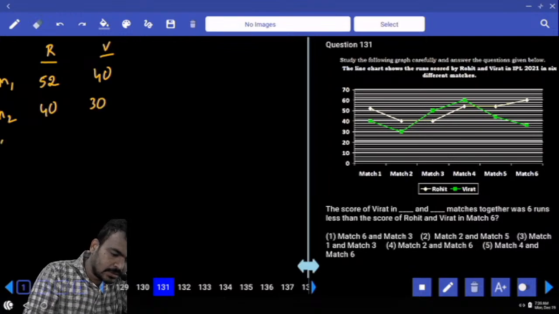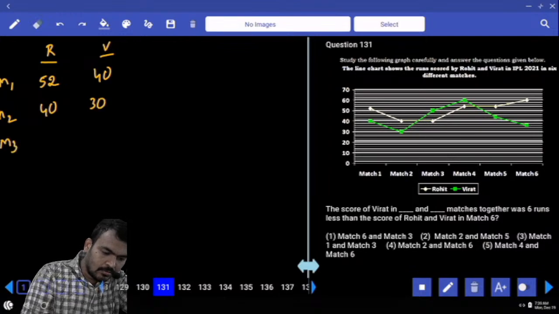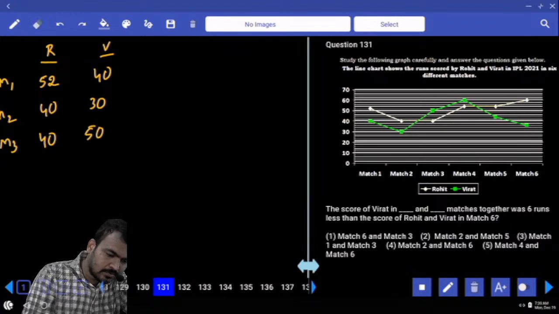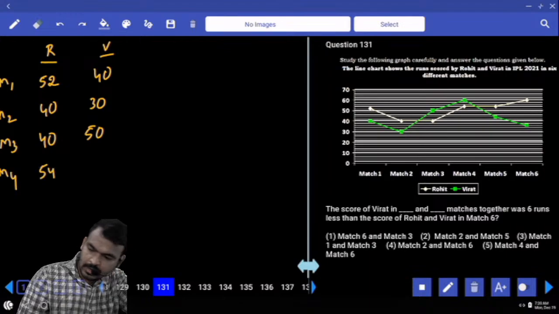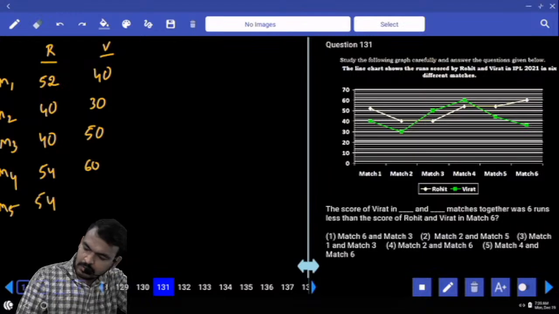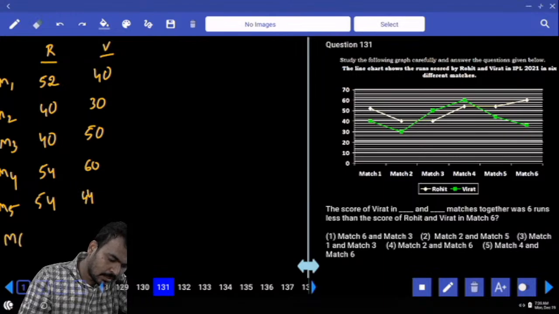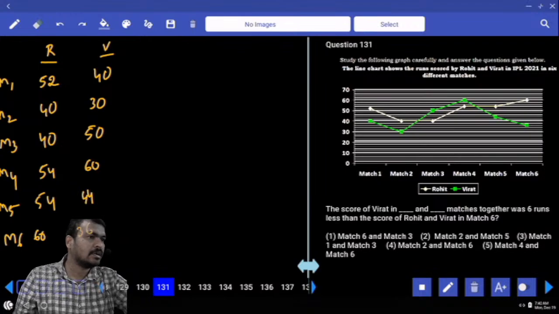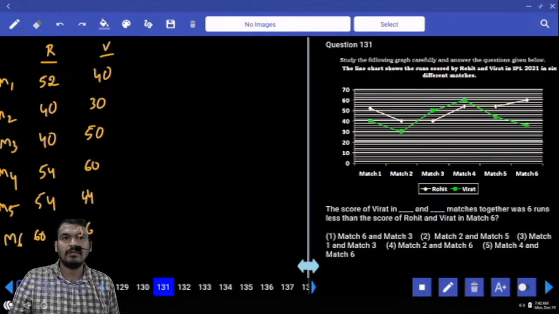Next, match 3 Rohit value 40, Virat 50. Next, match 4 Rohit 54, Virat 60. Next match 5, Rohit 54, Virat 44. Again match 6, 60, 36. All the data are given.